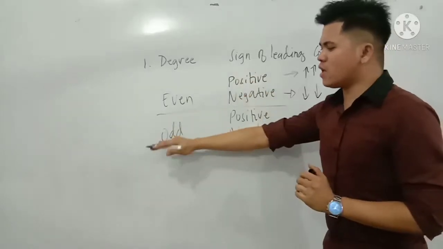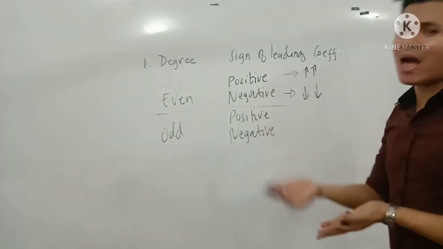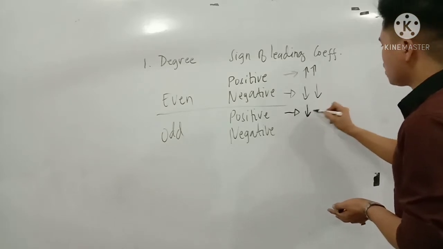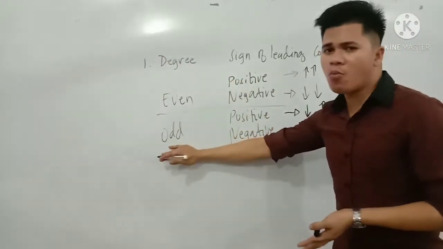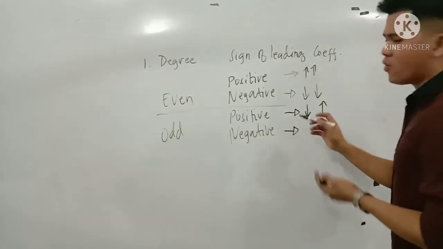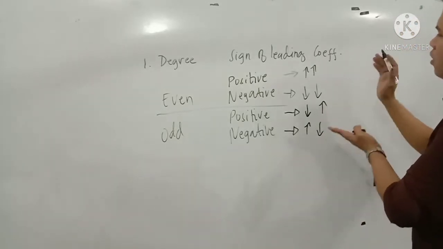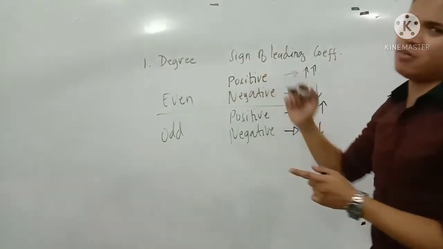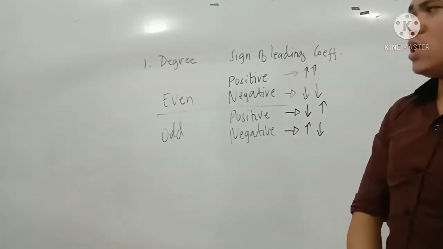And if the degree of the given polynomial is an odd number and the sign of our leading coefficient is positive, therefore the end behavior is falling and rising. And last, if our degree is an odd number but the sign of our leading coefficient is negative, therefore the end behavior of our graph is rising and falling. So these are the features that we must remember when we are dealing with the degree and the sign of the leading coefficient.